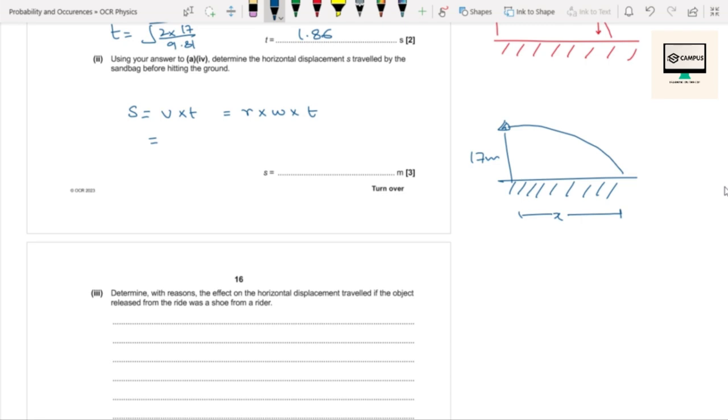10.27, multiplied by omega, which is 0.817. We found it earlier, and time 1.86. So distance comes out as 15.6 meters.